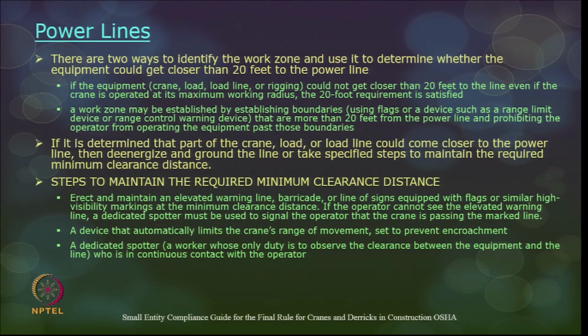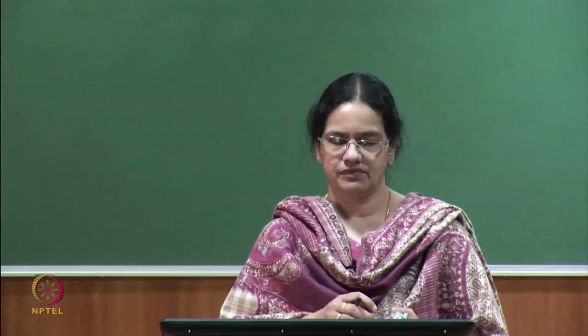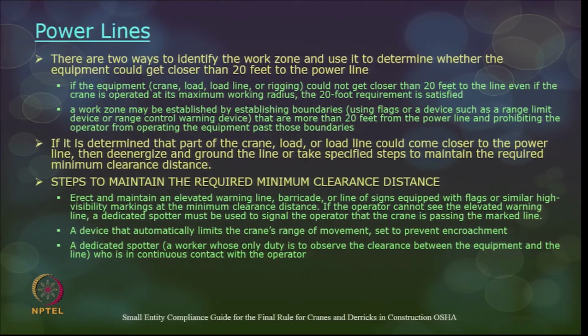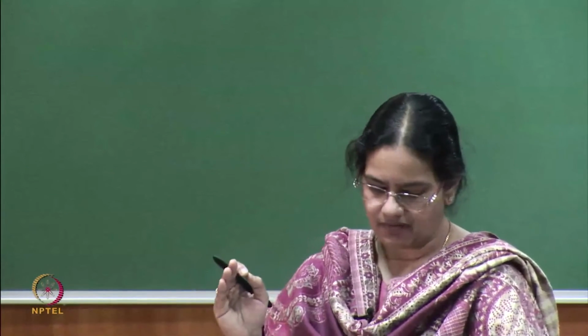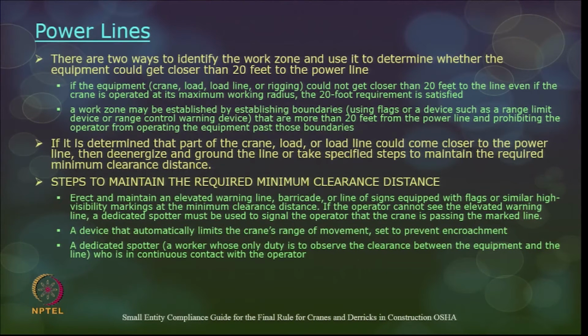Another way is to fit the crane with a device which can automatically prevent the movement of the crane and restrict its movement when you are very close to the maximum reach distance. You can also have a dedicated spotter whose only job is to observe the clearance between the equipment and the power line minimum safe distance. The spotter, who will be in continuous contact with the operator, can also be appointed for maintaining the safe distance away from the power line.